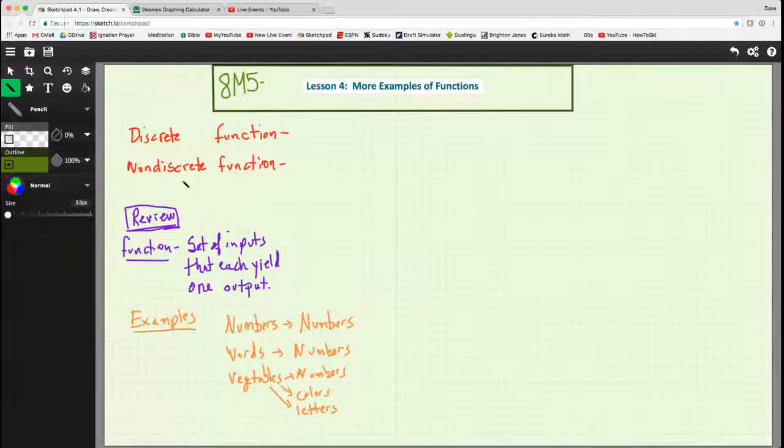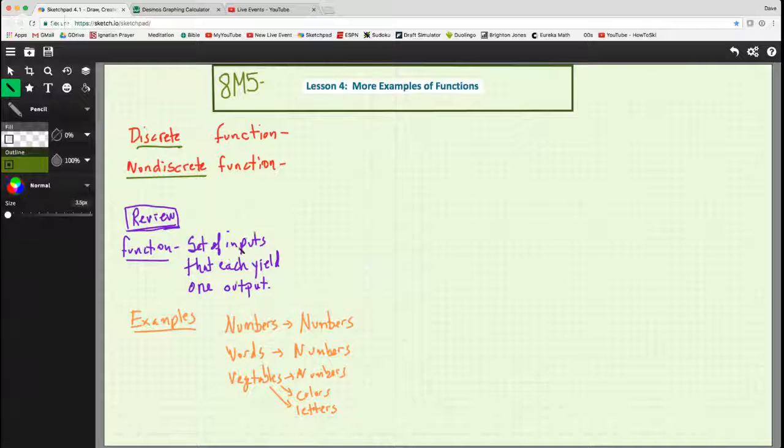And by the way, we have talked about discrete functions and non-discrete functions as examples all throughout linear equations, all through 8 and 4, without actually ever calling out specifically which were which. So today we're going to focus on this very straightforward concept. But first, before we do that, let's review what a function is.